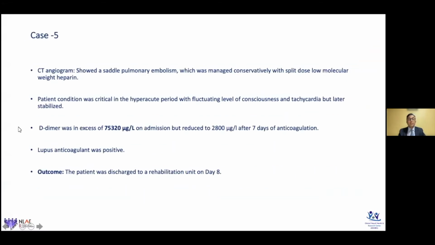CT angiogram showed a saddle pulmonary embolism, which was managed conservatively with a split dose of low molecular weight heparin. The patient's condition was critical in the hyperacute period with fluctuating level of consciousness and tachycardia, but later stabilized. D-dimer was high, as I mentioned earlier, but reduced to 2,800 after 7 days of anticoagulation. He was found to have a lupus anticoagulant, and the patient was discharged to rehab at day 8.